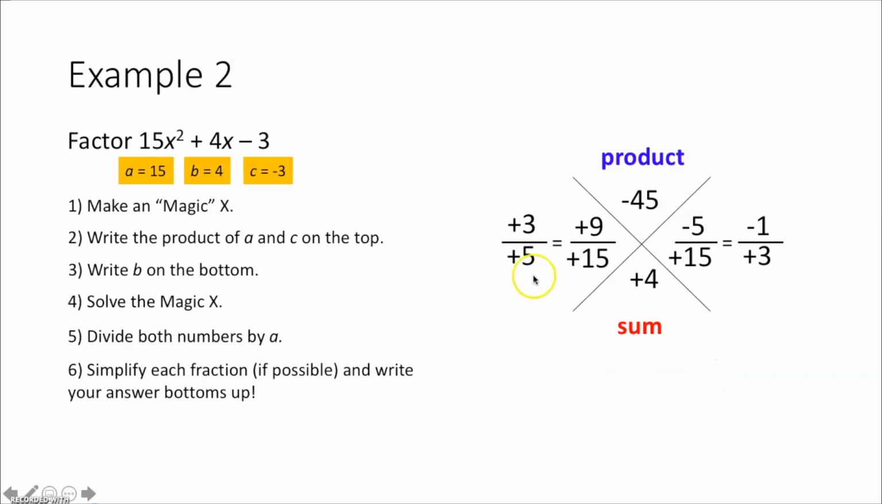In the first one, we go bottoms up. So it's going to be 5x plus 3. And the second set of parentheses is going to be 3x minus 1.